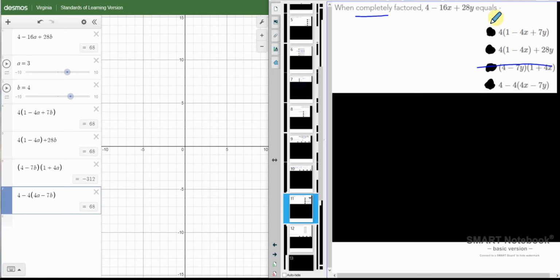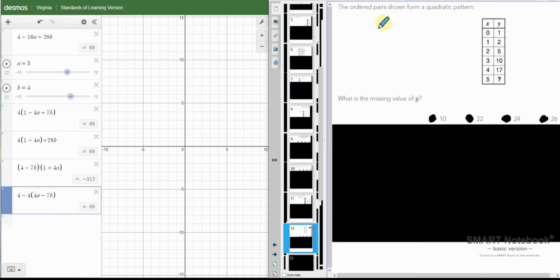They didn't factor a 4 out of that 28. The last one, they factored the 4 out of the 16 and the 28, but they didn't factor a 4 out of that. This is the only one where they have factored the 4 out of all 3 terms. Therefore, this is the answer. So Desmos was of limited help on that one.